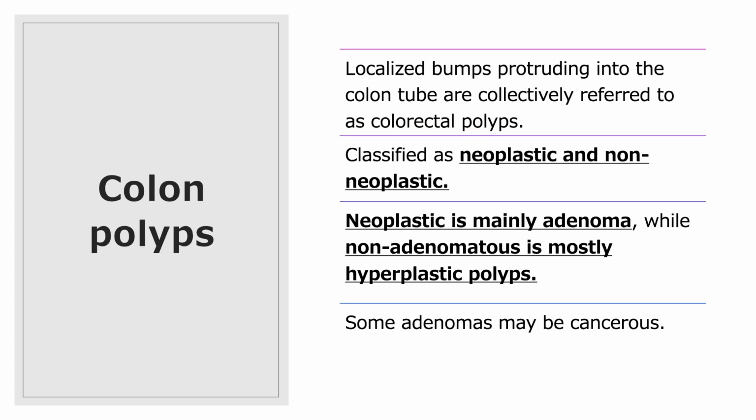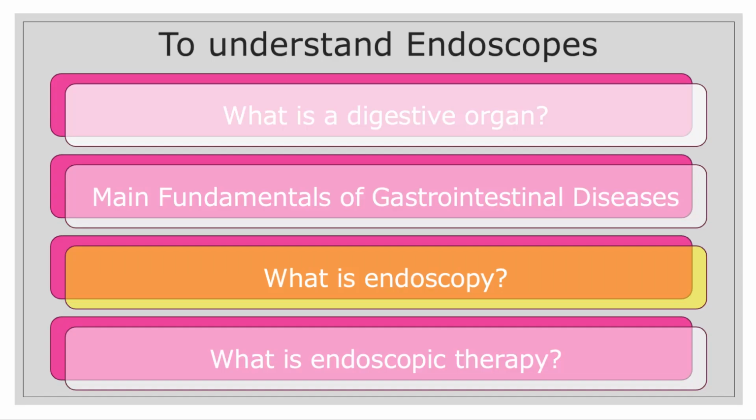Colon polyps are collectively referred to as localized bumps protruding into the large intestinal tract. Colonic polyps are classified as neoplastic and non-neoplastic. Neoplastic polyps are mainly adenoma, while non-adenomatous polyps are mostly hyperplastic polyps. Adenomas are partially cancerous and will be removed.